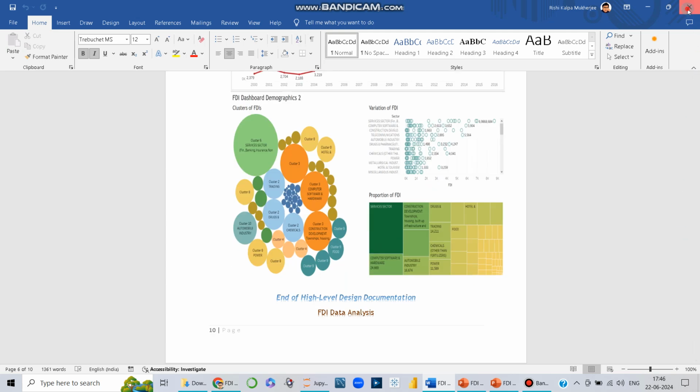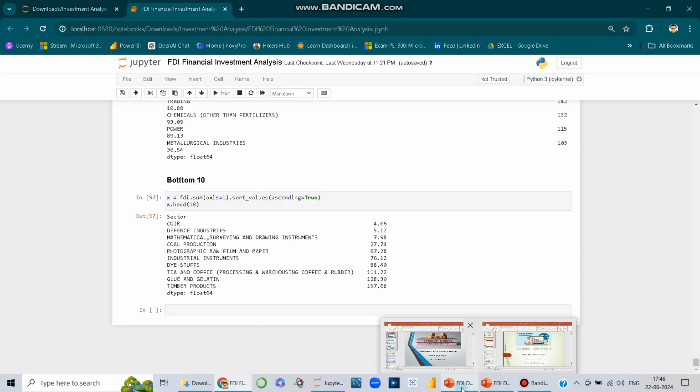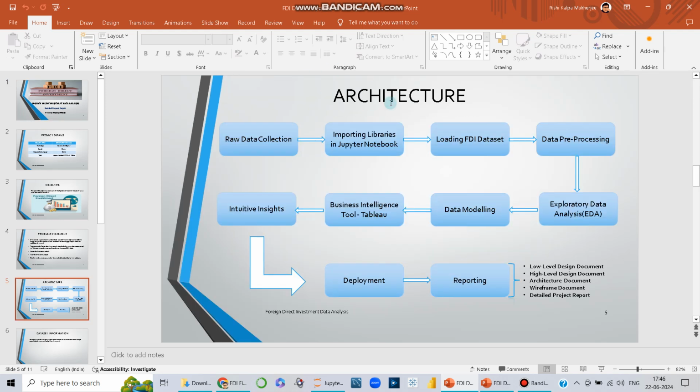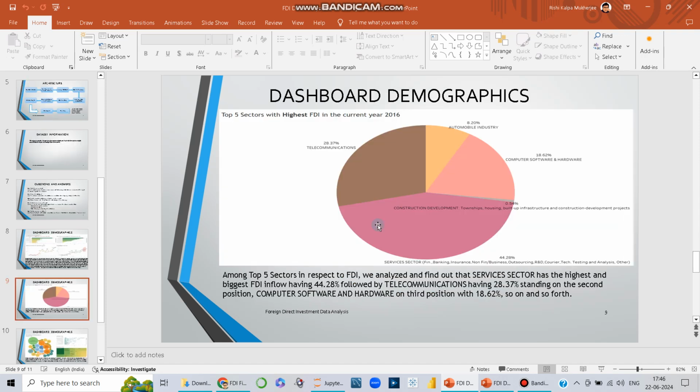We can see in the data. This is a detailed project report where we have done the architecture from raw data collection to importing the data into the dataset, data pre-processing, EDA, and data modeling. Then the business intelligence tool Tableau has been used, then intuitive insights, then deployment and reporting.